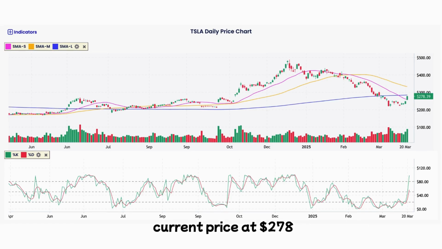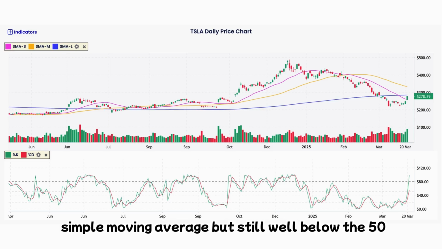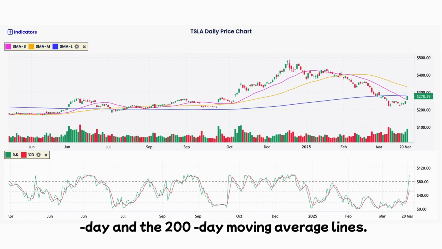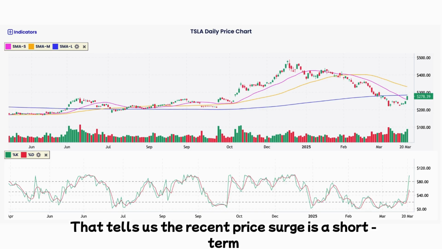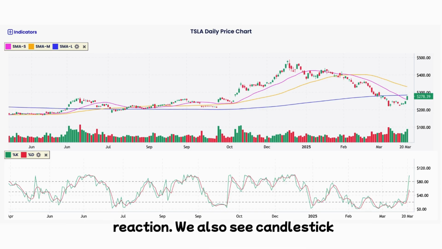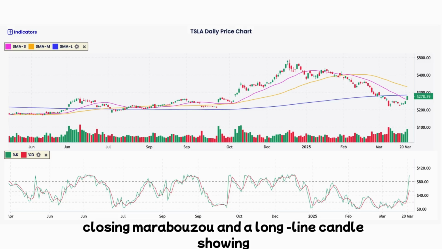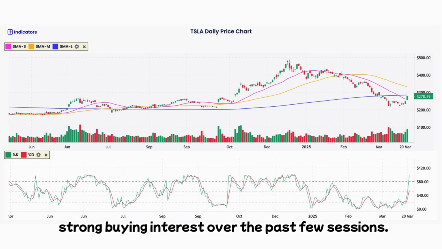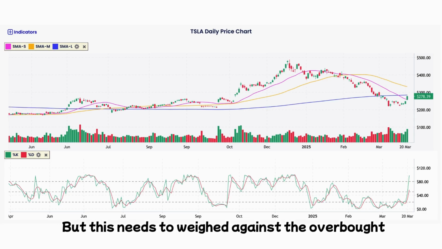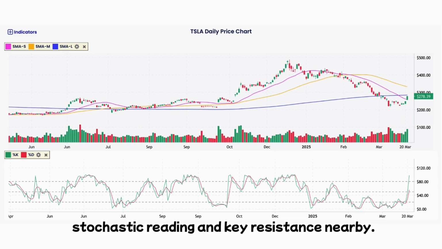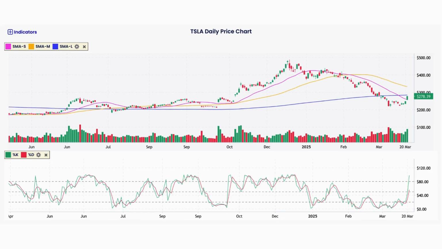Tesla's current price at $278.39 is above the 20-day simple moving average, but still well below the 50-day and the 200-day moving average lines. That tells us the recent price surge is a short-term reaction. We also see candlestick indication of recent bullish momentum, with a closing Marubozu and a long line candle showing strong buying interest over the past few sessions. But this needs to be weighed against the overbought stochastic reading and key resistance nearby.